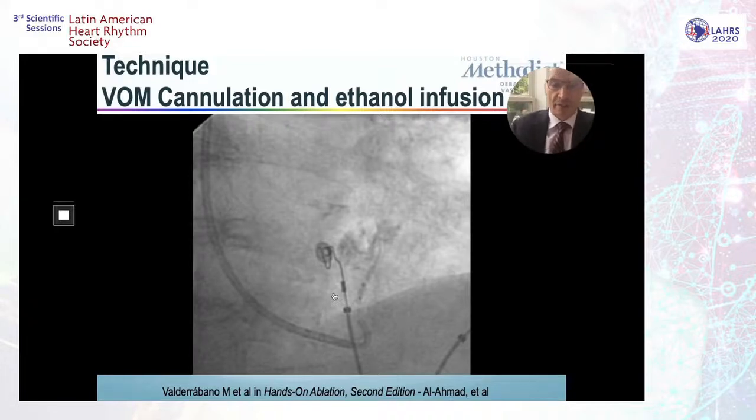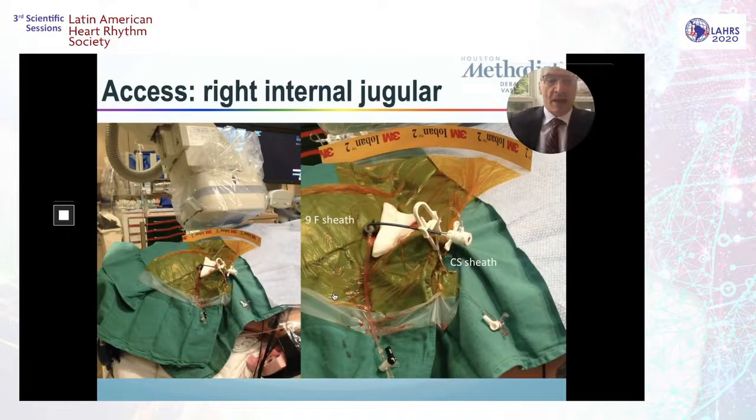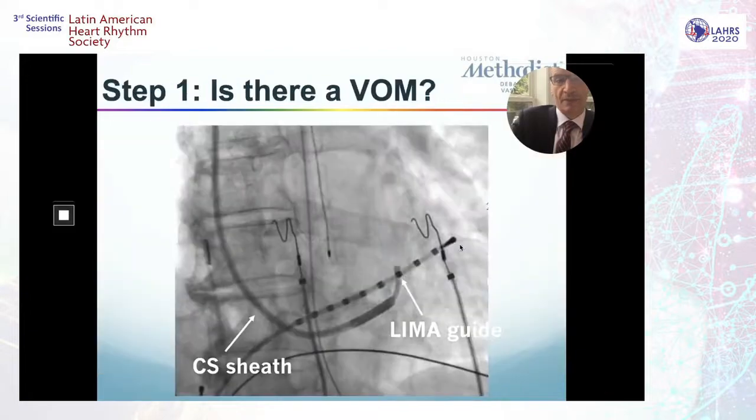So this seems to be very quick, but it can be a little more problematic than in this video. I like to use internal jugular access because I am positioned on the same side of the patient for both my work in the femoral vein as well as the work in the vein of Marshall. I bend the coronary sinus sheath so that it's facing me, and I can work pretty comfortably once the CS sheath is engaged in the coronary sinus.